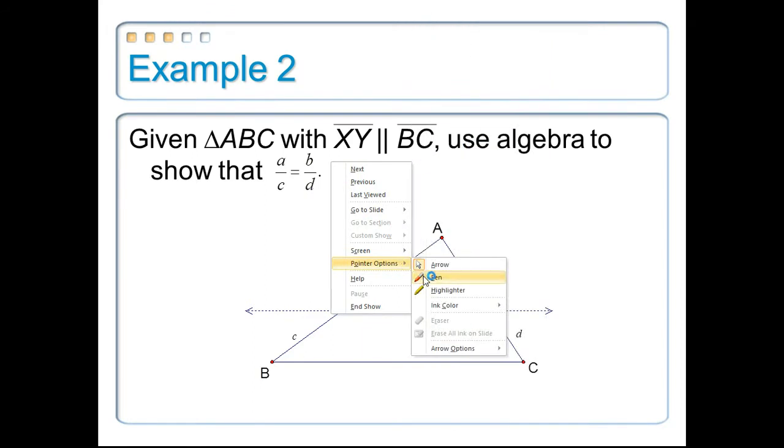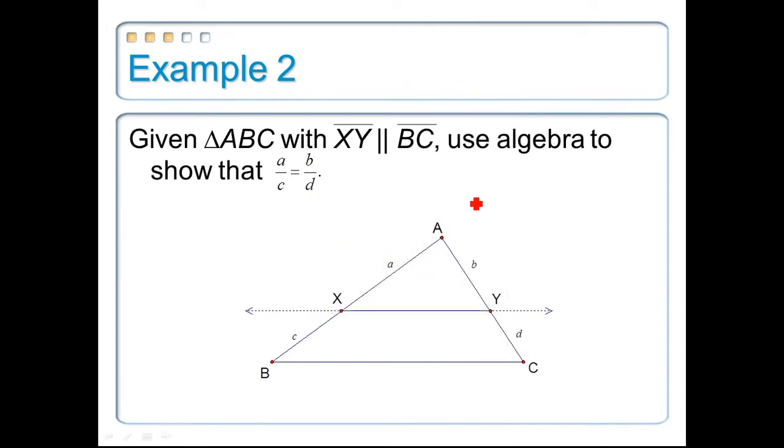know how to do. So what we need to do is show, we know we have this big triangle ABC, and we know that this is parallel to this. Okay? Because they told us that right there. And then use algebra. So I'm going to get my better stylus here to write with.